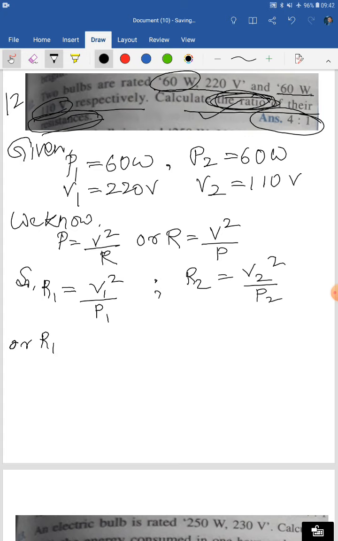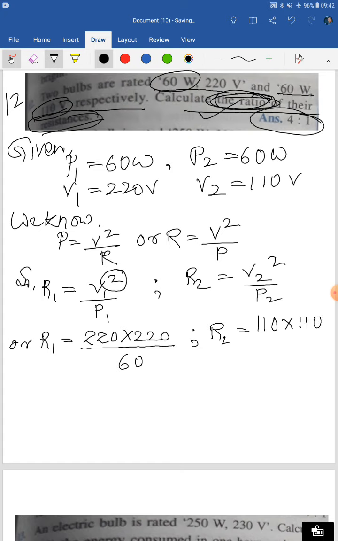Or R1 equals V1, which is 220, into 220. Why? I'm multiplying 2 times because there is a square here. So V1 square means multiplying it twice. So 220 into 220 divided by 60. And here I get R2. R2 equals the potential difference for the second bulb, which is 110. That is the voltage rating for the second bulb. So 110 into 110 again. Why? Because there is a square, so I have to multiply it twice, divided by 60.